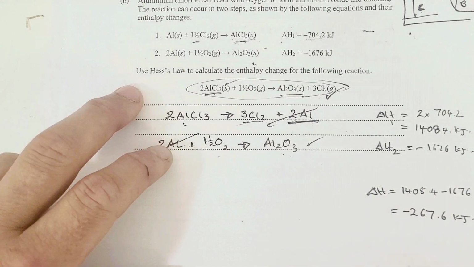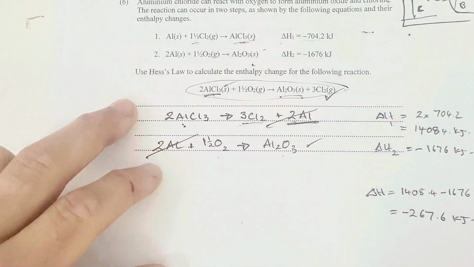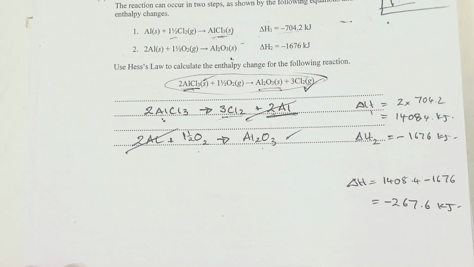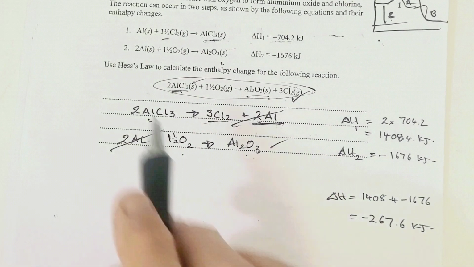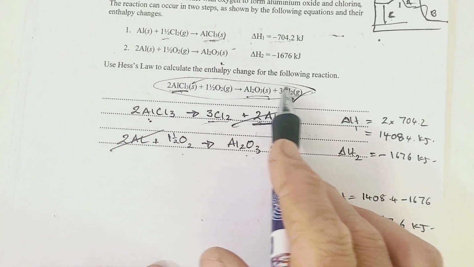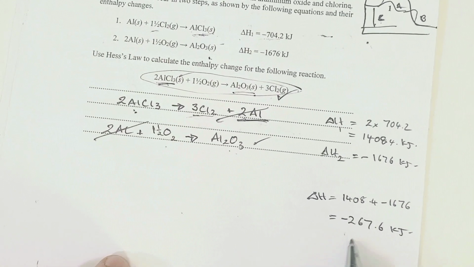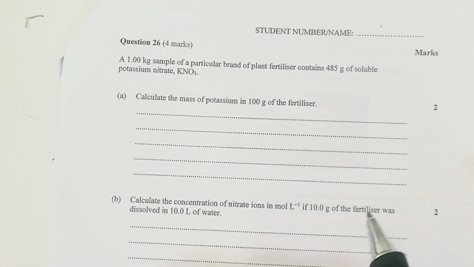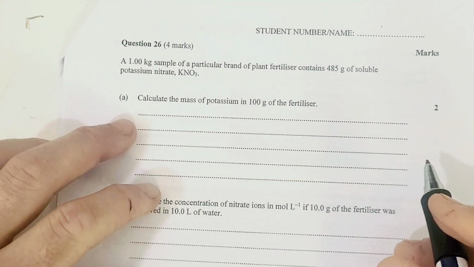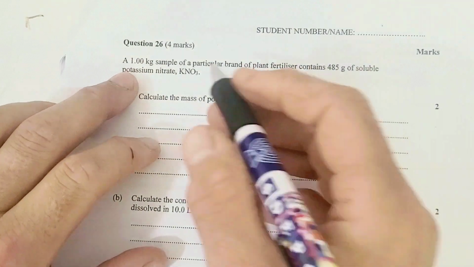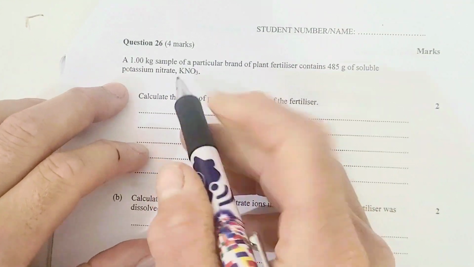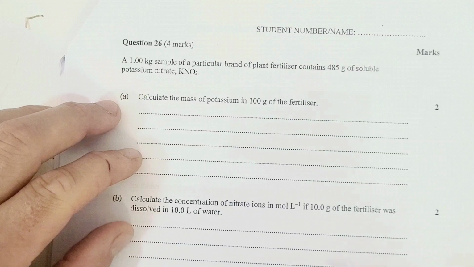Okay, let's check. Right. Use Hess's law to calculate the enthalpy change. Right. So we've got a bag of fertilizer.